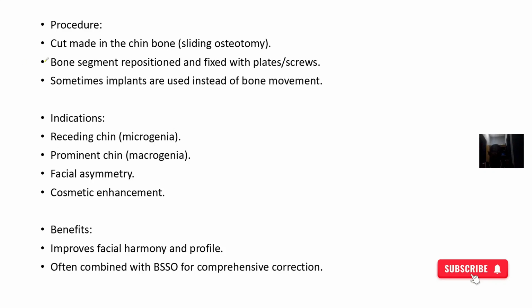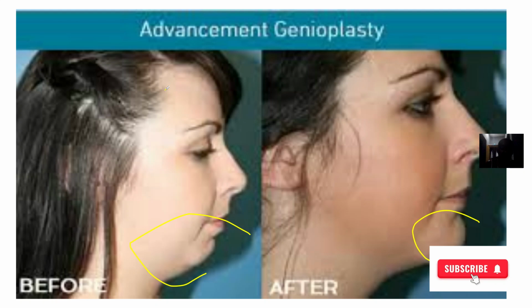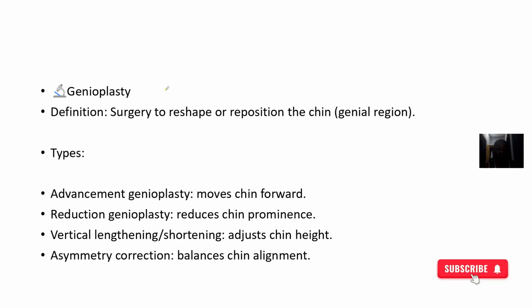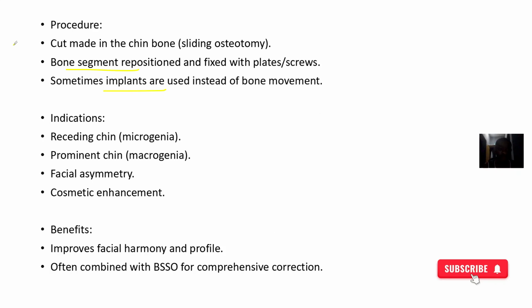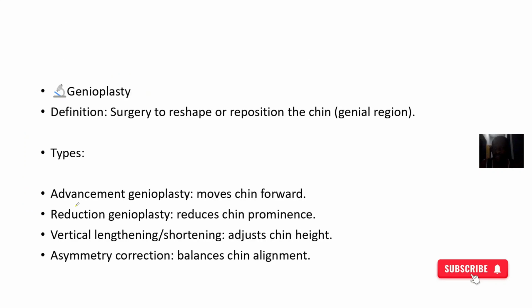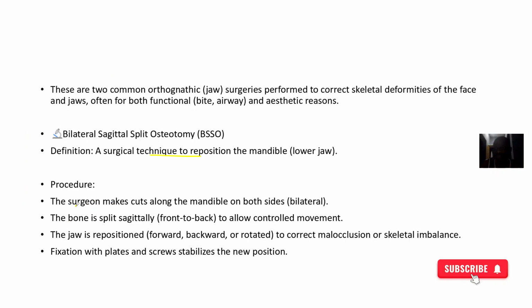So procedures in general: the cuts are made in the chin bone and the bone segments are repositioned depending on the results you want to achieve, and sometimes implants are used. For this woman, I don't want to judge, but it looks more like implants. Okay, so indications: if you have a chin that is receding, or if you have a prominent chin, that's macrogenia, or facial asymmetry in general, you use this. Okay, and sometimes cosmetic enhancement. Some people don't really have many issues, but they just want to look this way, so they do this type of surgery.